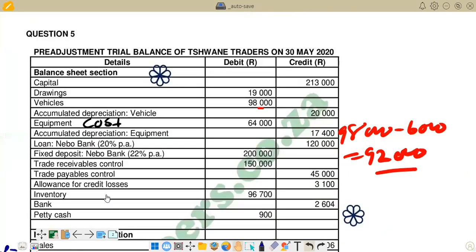Right. If you come here, you'd see that the figure that you are given for accumulated depreciation for vehicles is 20,000. So you're going to say 20,000 plus 13,800, that one that we got for a vehicle that's it for the whole year, plus 375. So we can just go and summarize that one.